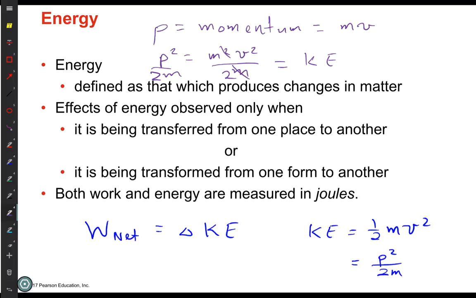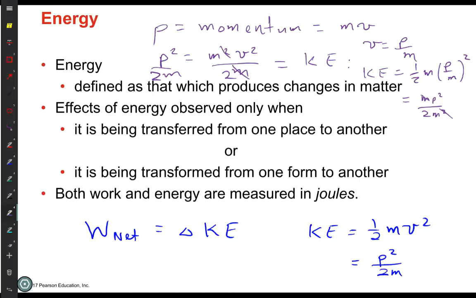If you want to do it in a more mathematical way, you could have said V is equal to P over M. And so kinetic energy is equal to 1/2 M times P over M quantity squared. And that gives you M P squared over 2M squared. No, we're good. That makes it worse.